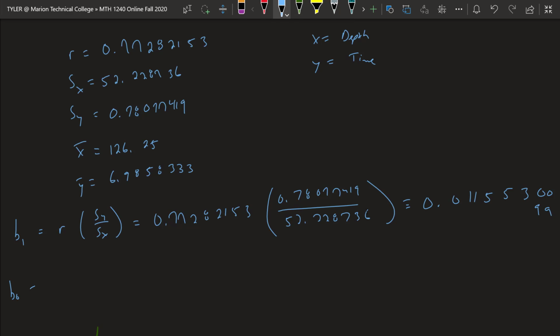So then b sub 0 would be equal to y bar minus b sub 1 times x bar. So plugging those values in, we would have 6.9858333 minus 0.011553099 times 126.25, and that gets me to be 5.5272658.